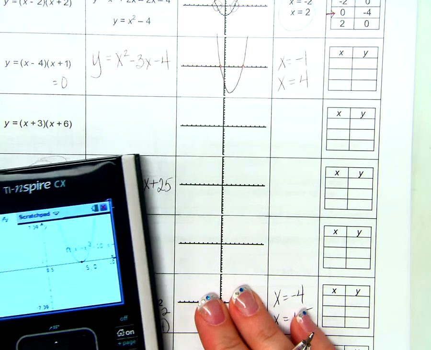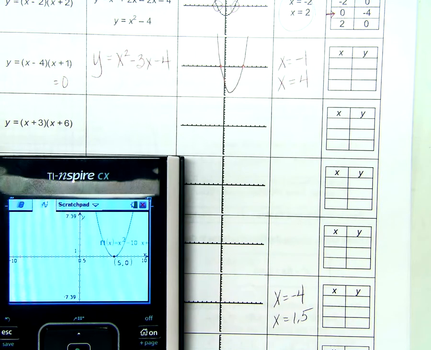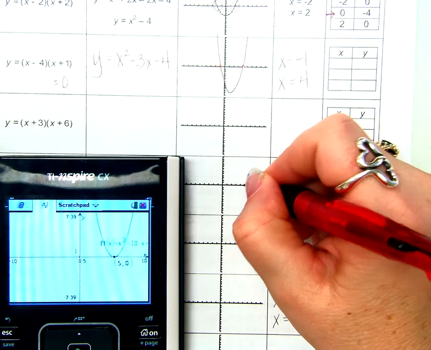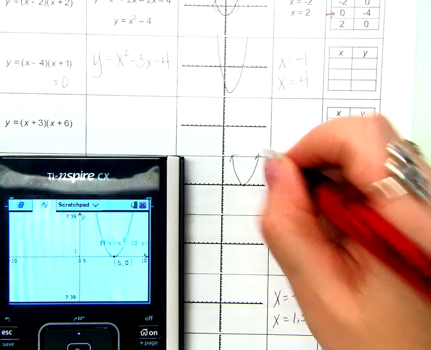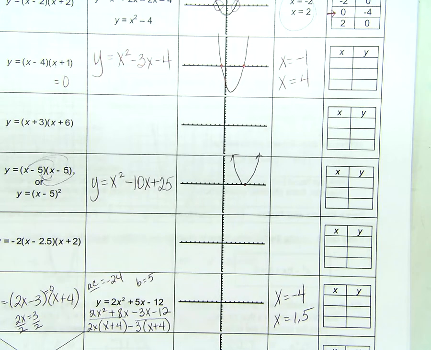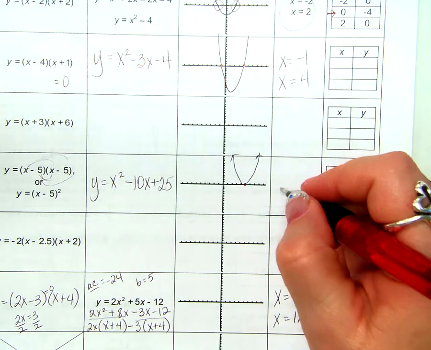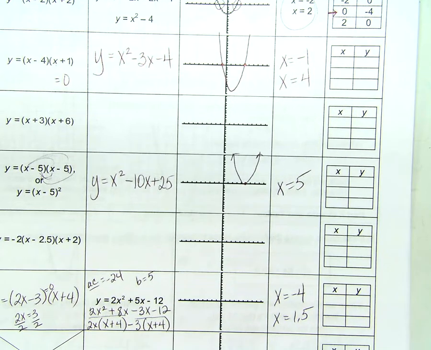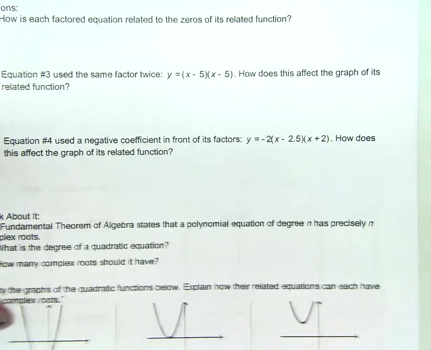See what it looks like? What's happening? Yeah, that's the only place, right? The only place where it crosses the x-axis is right at 5. So what are the zeros of the function? X equals 5? Okay, I'm going to skip ahead. We're going to come back, but I'm going to skip ahead. We have to have this conversation now.